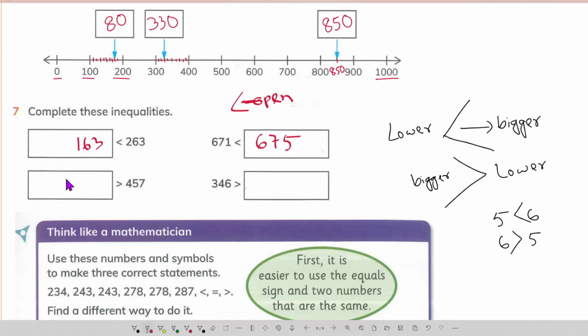Similarly we can write 500 here, right? 500 is greater than 457. Similarly, in this one we can write 300. So 346 is greater than 300. This is just an estimate, but you have to be careful about this sign and this sign.